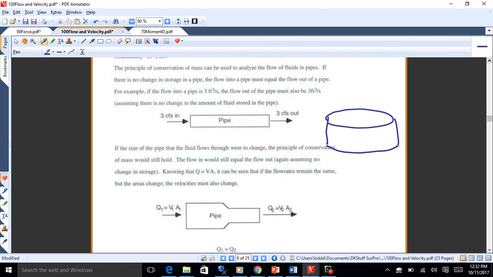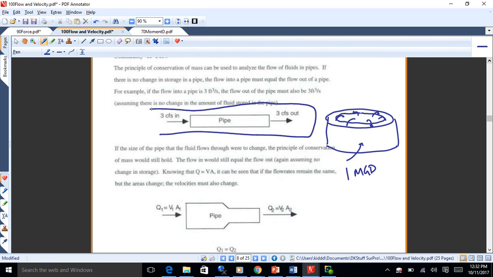If you've got a tank here, and say we've got a trough on the edge like you have sometimes. If you're pumping in 1 MGD, million gallons per day, that's what's going to come out and go into the trough, right? Just because the tank's full, if we put water in, it's got to come out. It's that simple. So the same thing for a pipeline. You put in a certain flow rate at one end, it's going to come out the other end.